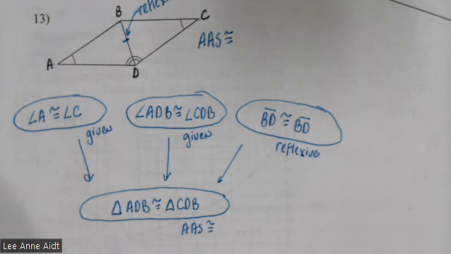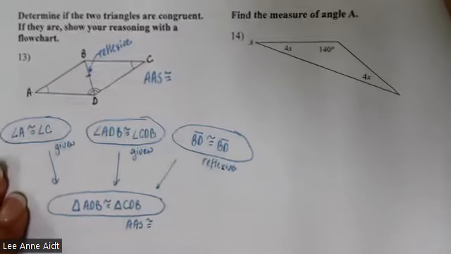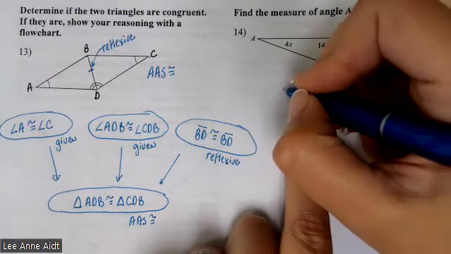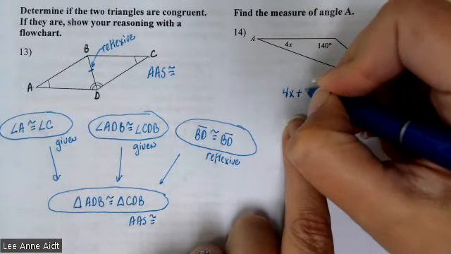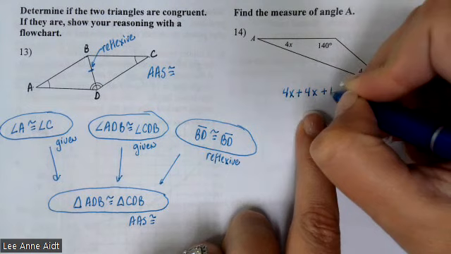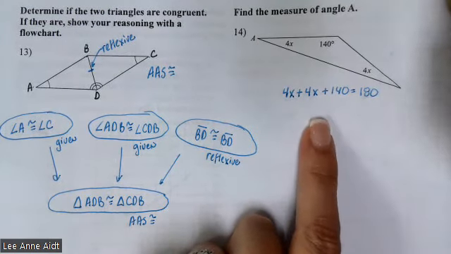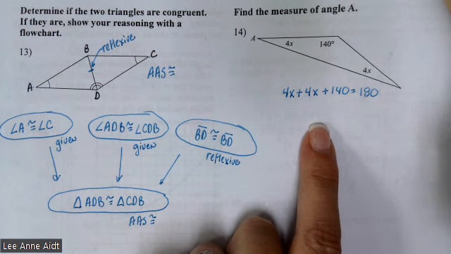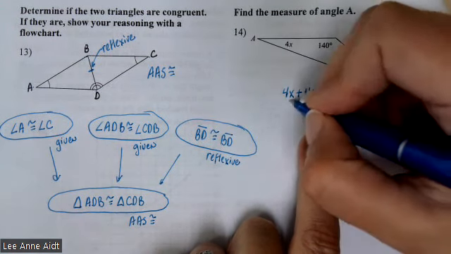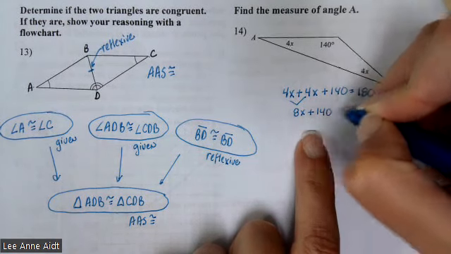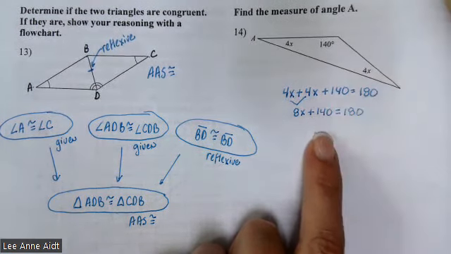Okay. Any questions here? What do triangles add up to? 180. 4x plus 4x plus 140 equals 180. You're going to combine like terms. 8x plus 140 equals 180.